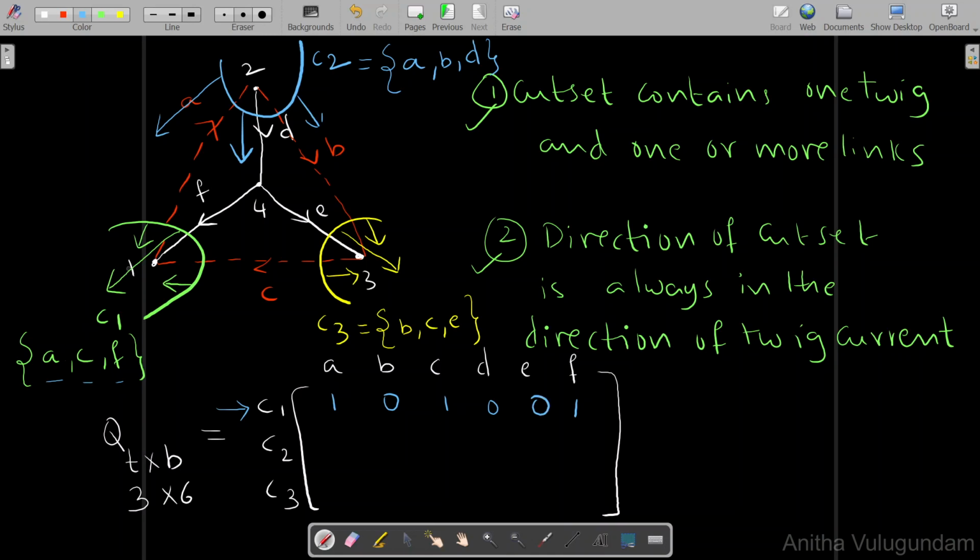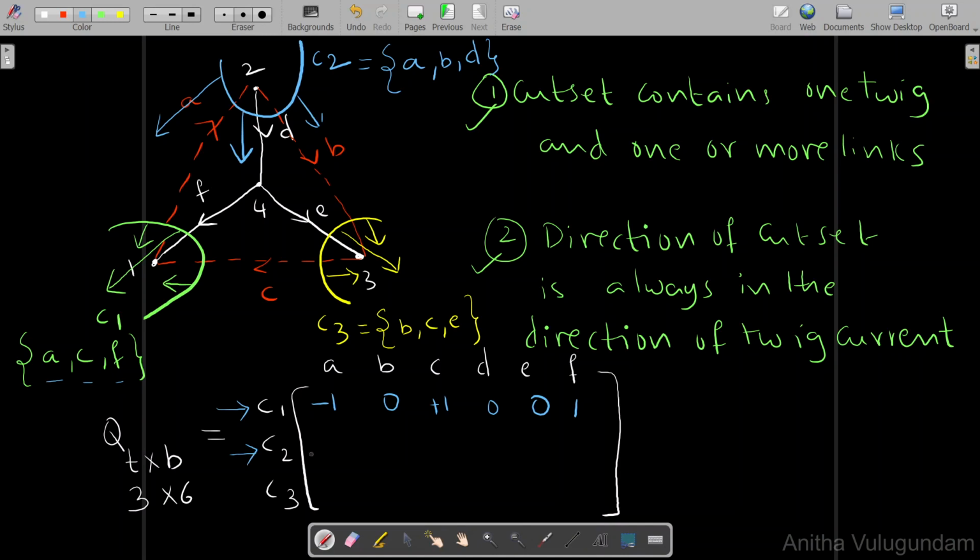And let us look at the direction for A. Direction of A, here you can see, is in this direction, which is in the opposite direction of this cut set. So this is -1. And direction of C, C is in the same direction as the cut set direction, so it will be +1. And direction of F, F is nothing but the twig branch current. So obviously, according to this condition, the direction of the cut set is always in the direction of twig current, as these are both in the same direction, we will have +1.